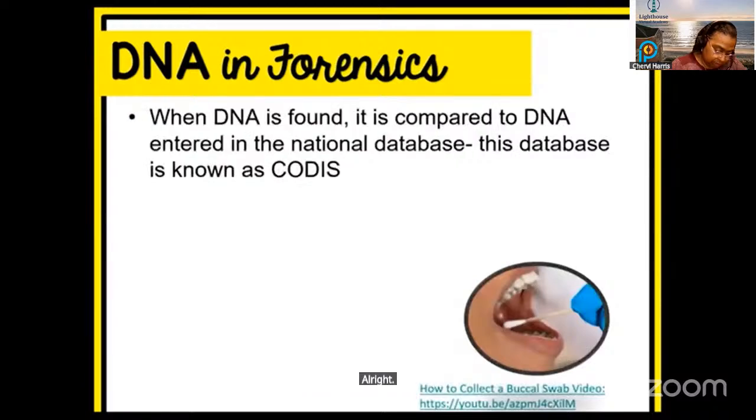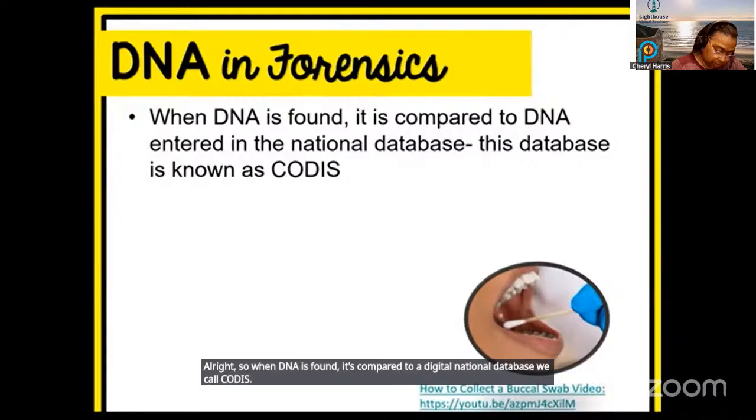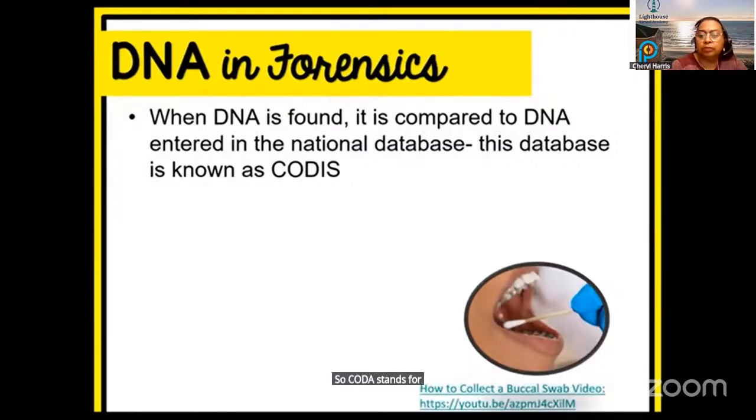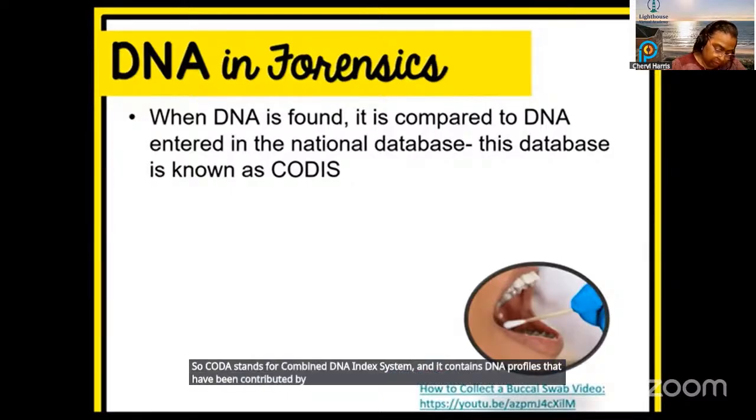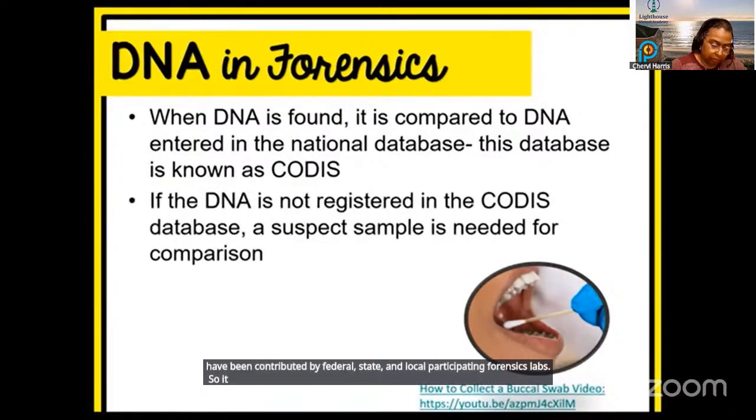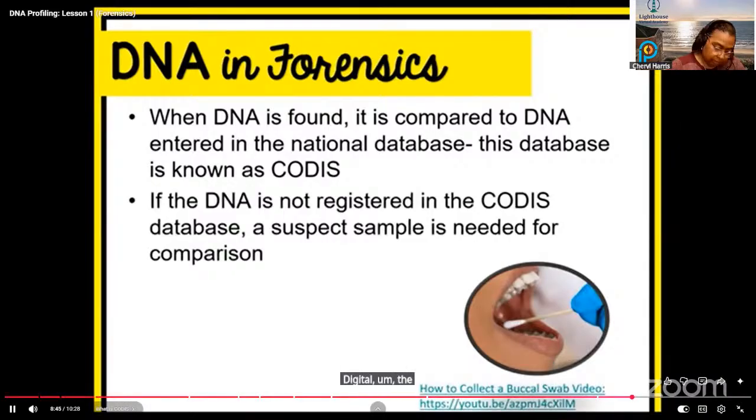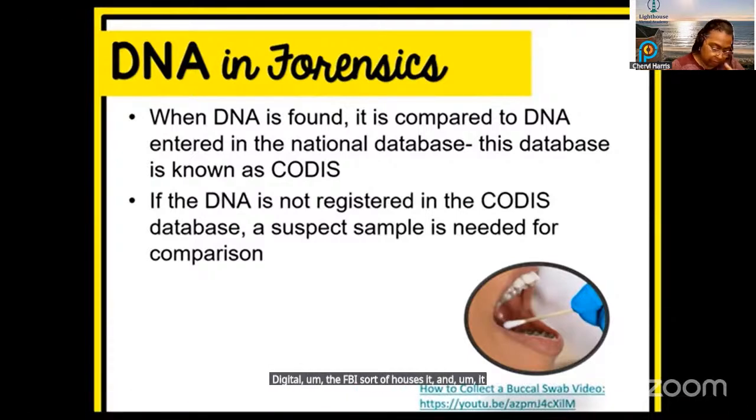All right, so when DNA is found, it's compared to a digital national database we call CODIS. CODIS stands for Combined DNA Index System, and it contains DNA profiles that have been contributed by federal, state, and local participating forensics labs. So it's just a national database. It's digital. The FBI sort of houses it, and it's used in a lot of different cases.